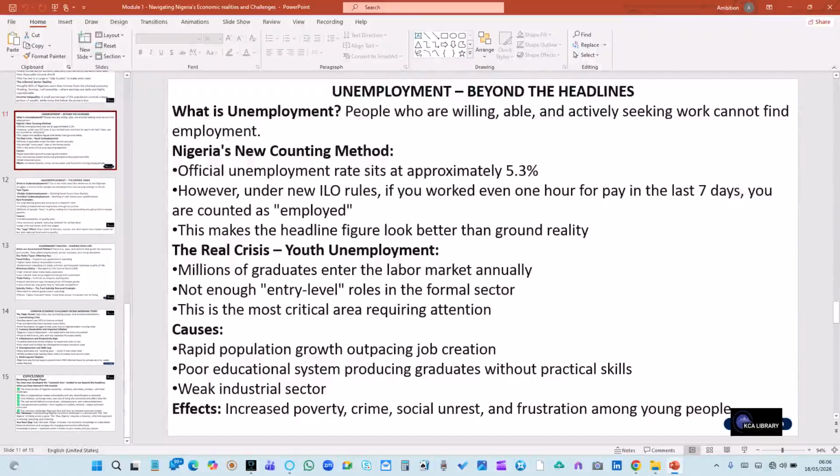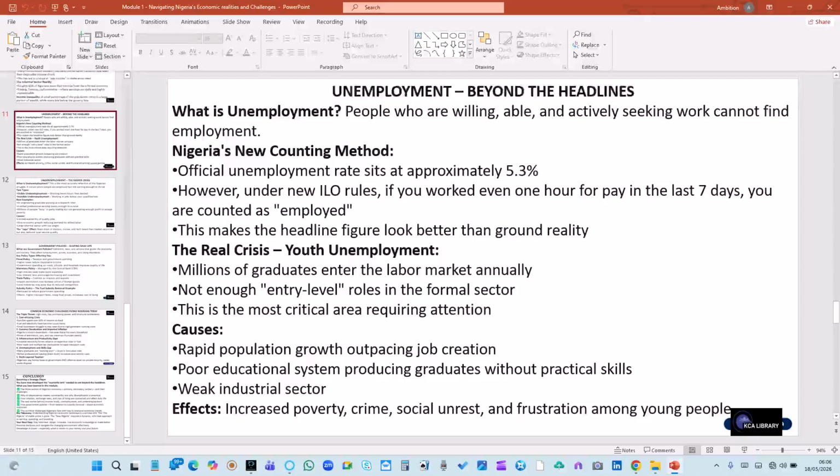Having known that, let us look at unemployment, that is beyond the headline. What is unemployment? Unemployment refers to people who are willing, able, and actively seeking work but cannot find employment. Nigeria's new counting method is that the official unemployment rate sits at approximately 5.3%.